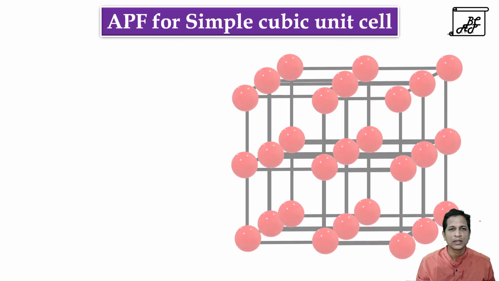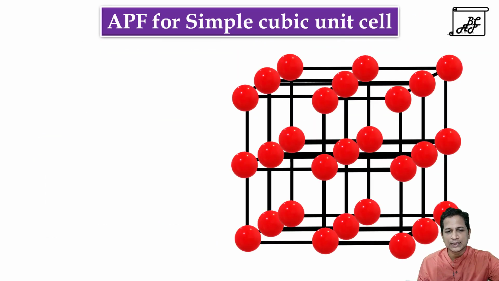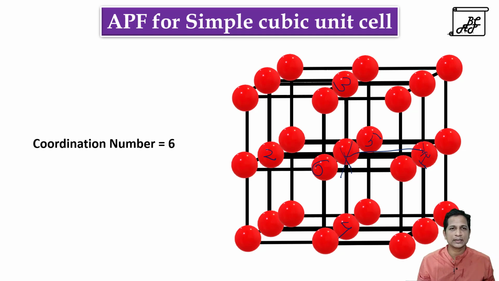Let's move further. In the same diagram, if we consider the central atom, same atom, this atom is touching this atom first, then second, then this is the third, fourth, fifth and sixth. So there are total 6 atoms to which this central atom is in contact. So this is called as coordination number. Number of nearest neighbors is called as coordination number. So total coordination number in case of simple cubic unit cell is 6.